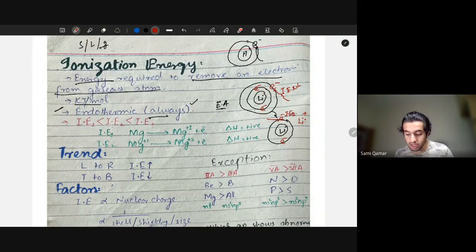Now the concept that I really want to teach you here is that first ionization energy is less than second ionization energy. Why? The same concept is there. There are three protons, right? Three protons are here. So three protons are attracting three electrons.